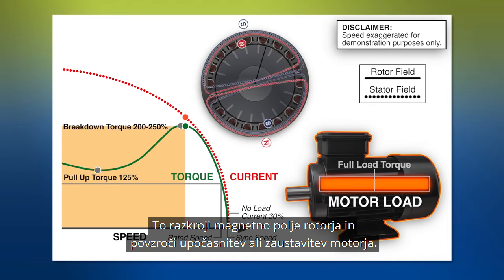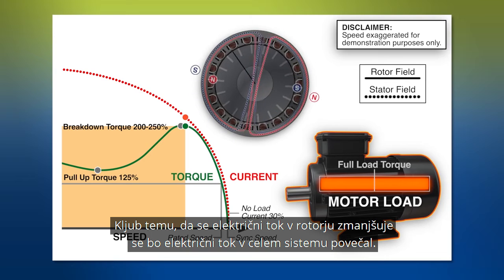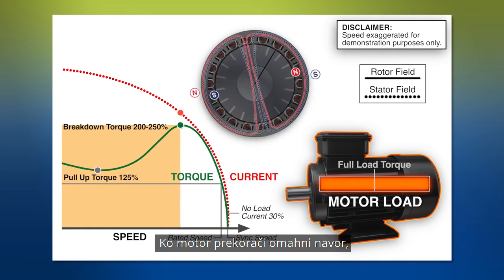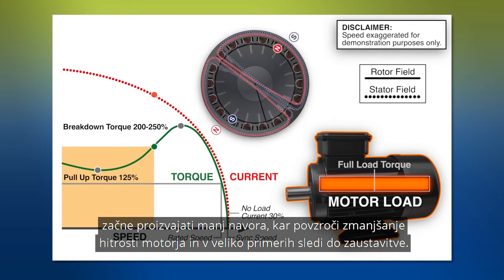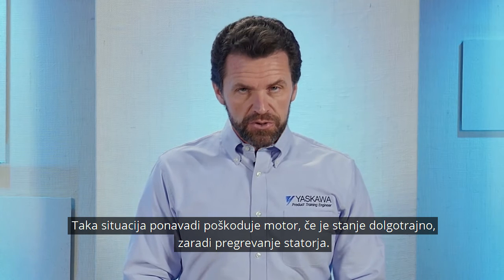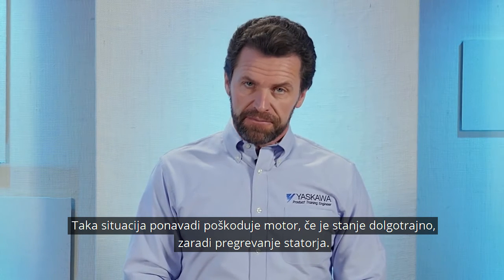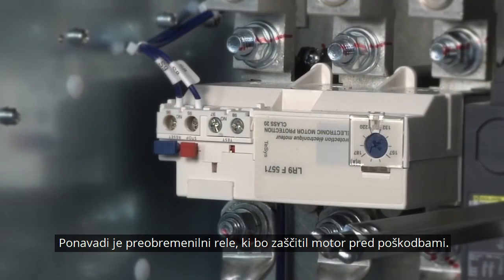Current flow in the rotor begins to decrease as the rotor becomes saturated. This decays the rotor's magnetic field and causes the motor to slow down or stall. Even though the current is decreasing in the rotor, the current in the system as a whole is going to increase. When the motor slips beyond its breakdown torque, it begins to produce less torque, which then causes the motor speed to decrease even more and in many cases stall. This situation usually results in damage to the motor if left in this state due to overheating of the stator. Though typically there's an overload relay that will protect the motor from damage.